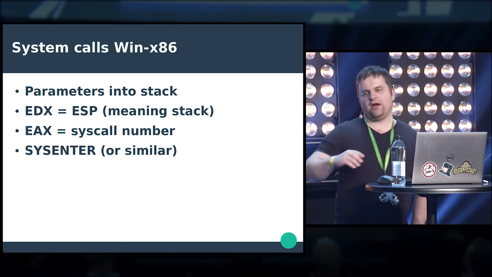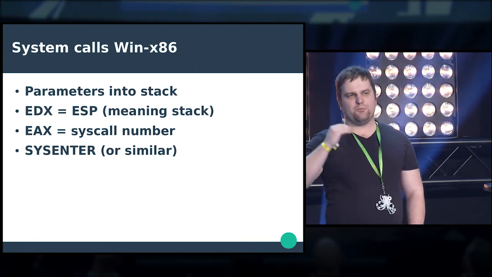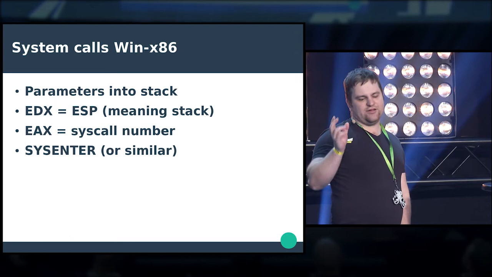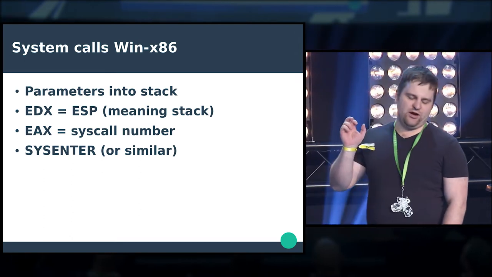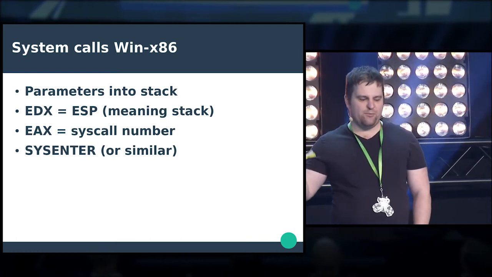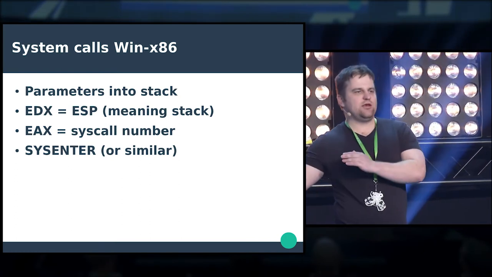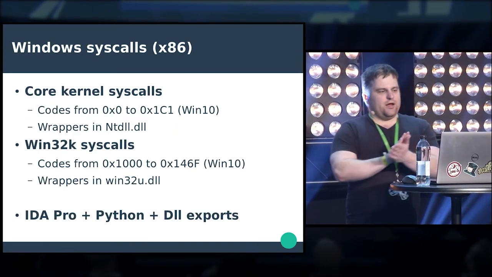But anyway, for system calls in this case, the parameters are pushed into the stack. The EDX register gets the value of ESP, the stack pointer, and register EAX gets the syscall number. And after that, sysenter is called. That will initiate the Windows syscall.